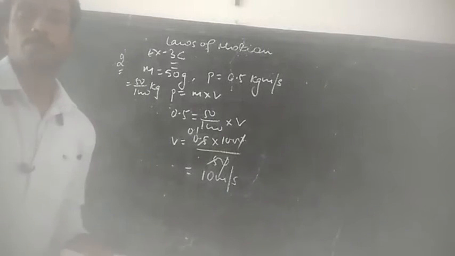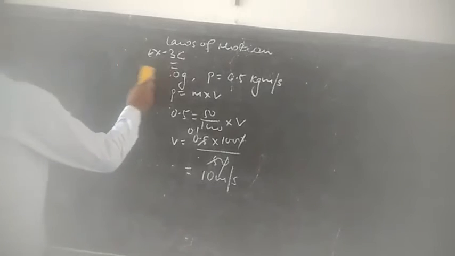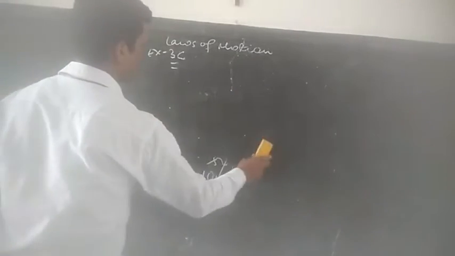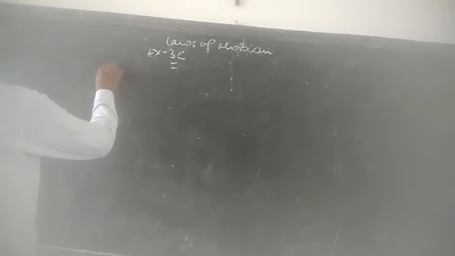Now come to question number 7. Question number 7 is also an important question. A force acts for 10 seconds on a stationary body of mass 100 kg, after which the force ceases to act.